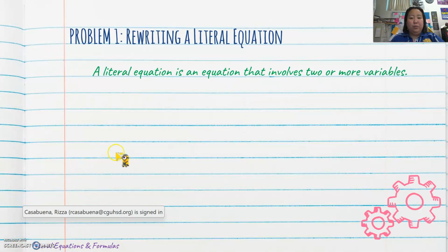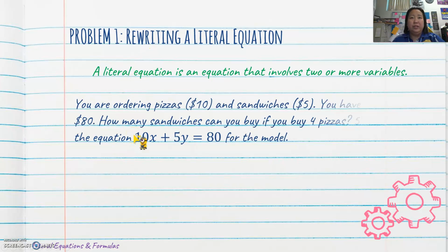So let's begin with a sample problem on rewriting a literal equation. Let's say you are ordering pizzas for $10 each and sandwiches for $5, and you have a budget of $80. How many sandwiches can you buy if you buy 4 pizzas or 5 pizzas? Given this model of 10x plus 5y equals 80, how will we find the number of sandwiches?